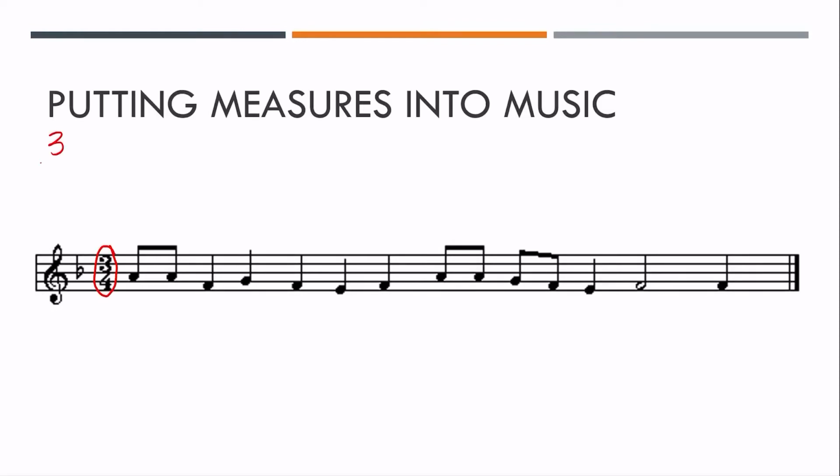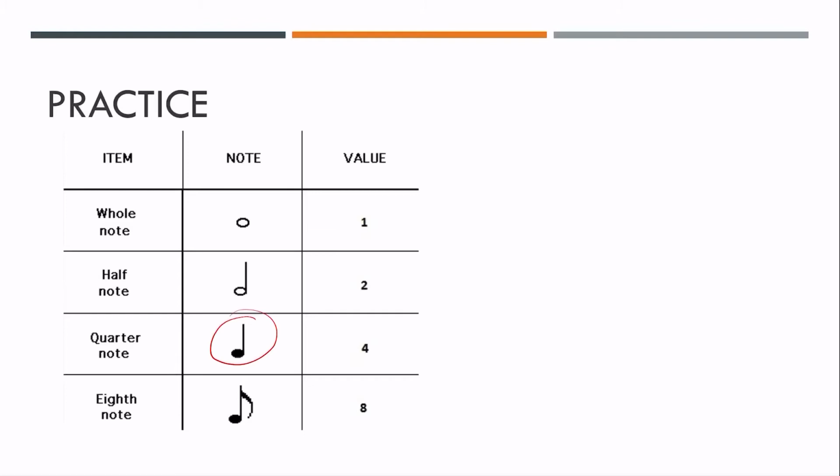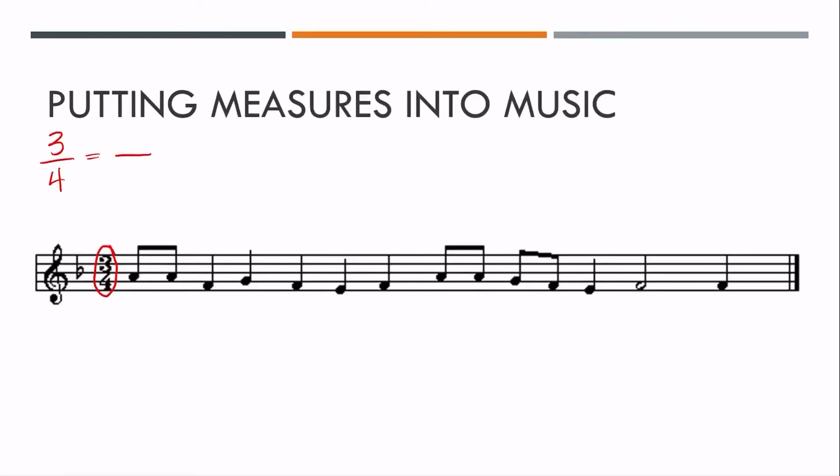Let's copy that up here. 3, 4. Now, we remember from our chart that a 4 shows us that we're dealing with quarter notes. So we're going to put a quarter note here on the bottom, and we're going to carry that 3 over, so we know that we are dealing with 3 quarter notes per measure. Okay? If we have 3 quarter notes per measure, we know that 1 plus 1 plus 1 equals 3. So we can have 3 beats total.